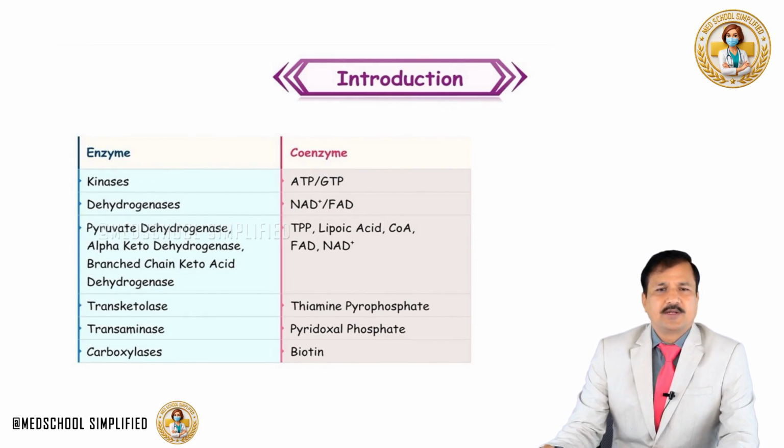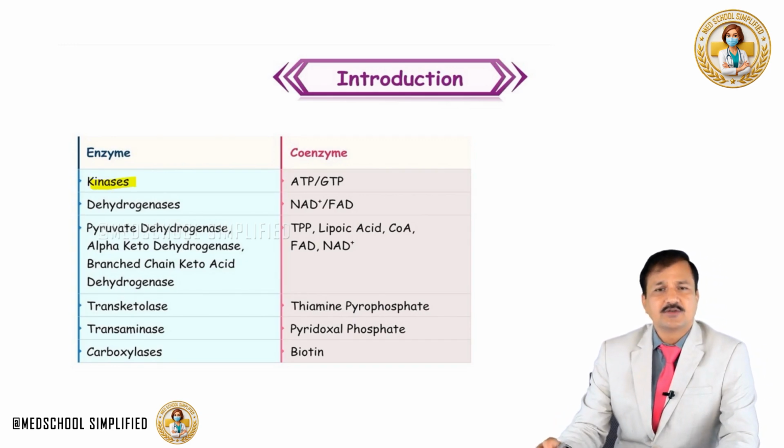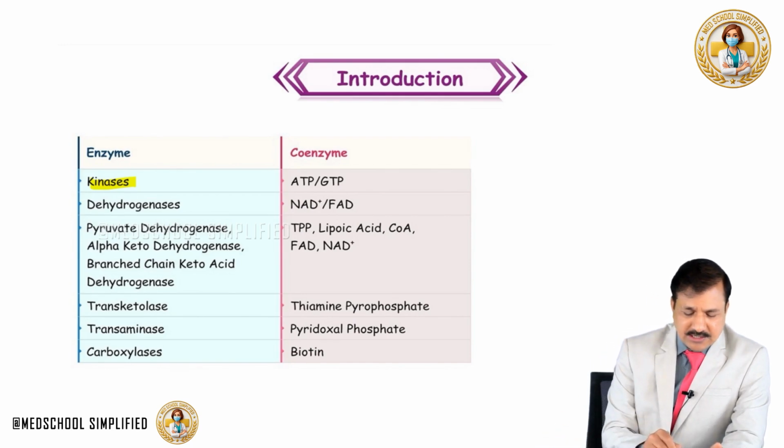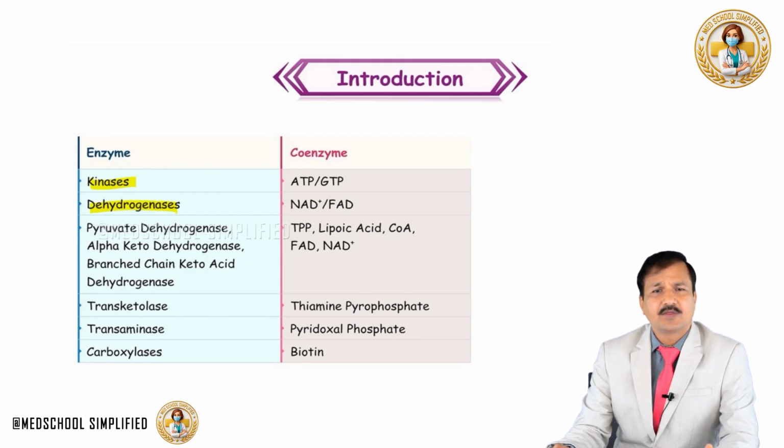Now this particular table will give you the list of coenzymes for the enzymes on the left side of the table that you see here. Kinases use ATP or GTP as the coenzyme. Any enzyme that ends as kinase, like hexokinase, glucokinase, uses ATP or GTP. Dehydrogenases generally prefer to use NAD, that is nicotinamide adenine dinucleotide, or FAD, flavin adenine dinucleotide.